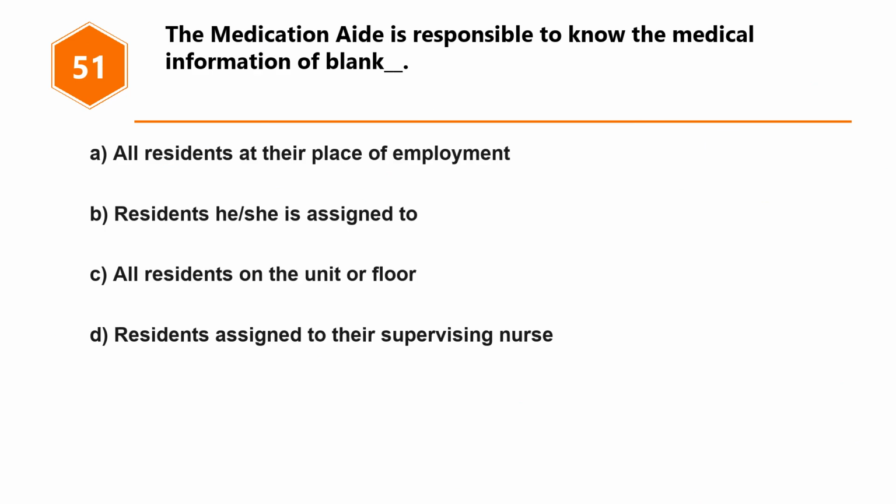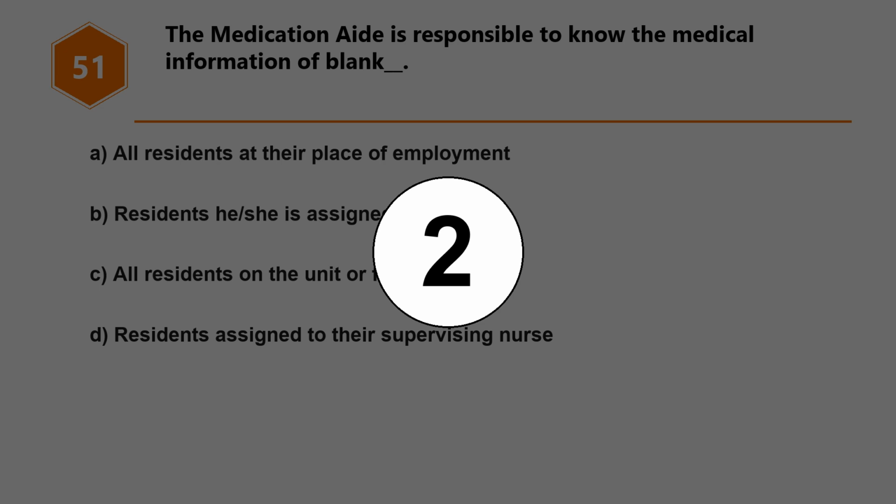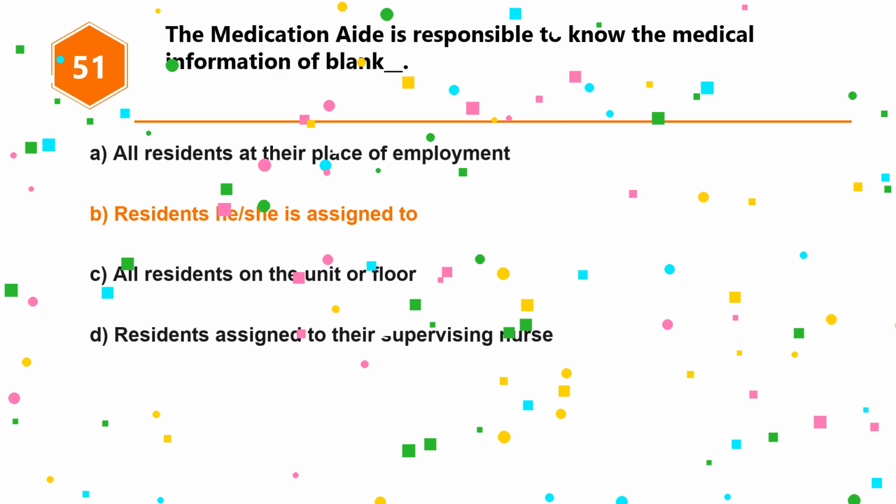Question 51. The medication aide is responsible to know the medical information of blank blank. Option A. All residents at their place of employment. Option B. Residents she is assigned to. Option C. All residents on the unit or floor. Option D. Residents assigned to their supervising nurse. The correct answer is option B. Residents she is assigned to.